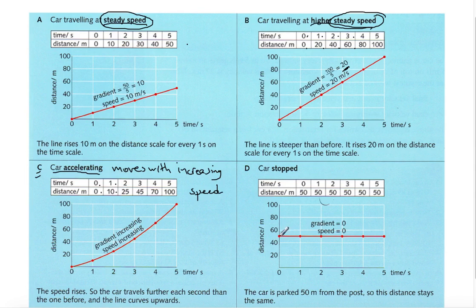Here, distance is constant. It does not go further or back, so in time 0, 1, 2, 3, 4, 5, time goes on, but distance is constant. So the car stopped, which means velocity is 0 meter per second here. So we finished displacement, and in the next topic we will continue with motion.